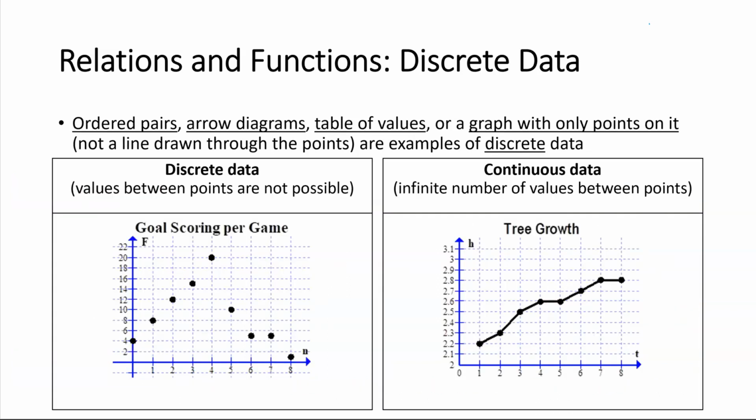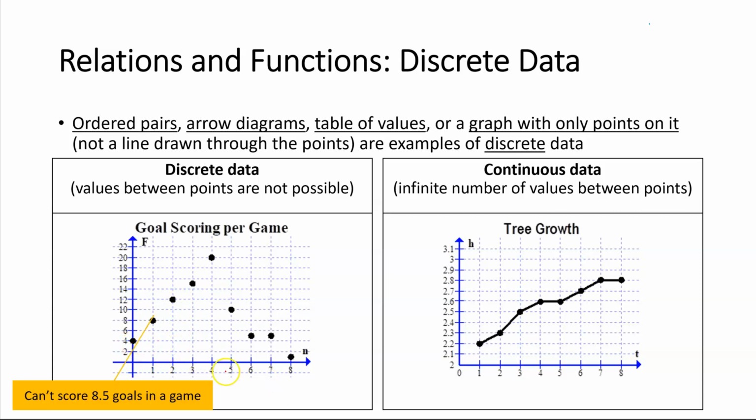Now, what exactly is discrete data? It's best to explain discrete data by looking at a graph. Graphs with only points on it are examples of discrete data. Graphs with lines through it are called continuous data. What's the difference? On the left here, we have goals scored per game. Whatever game it is, say it's hockey, right? And you can see that in Game 1 here, there were 8 goals scored. Game 2, there were 12 goals scored. Game 0, I guess that's your starting game, 4 goals scored.